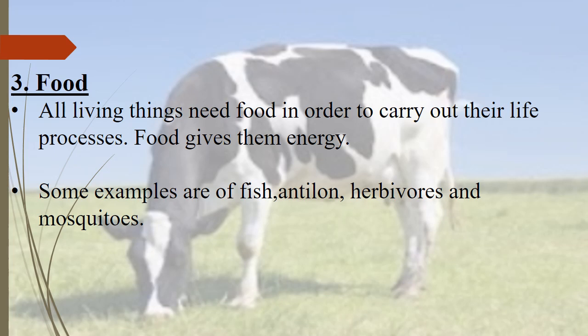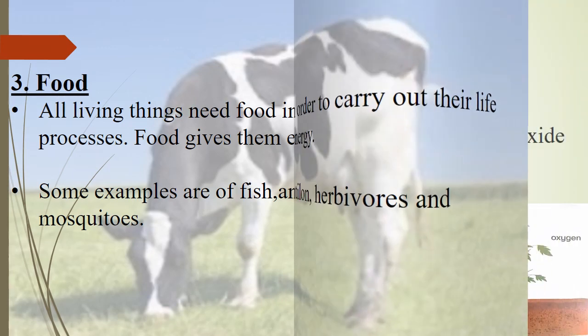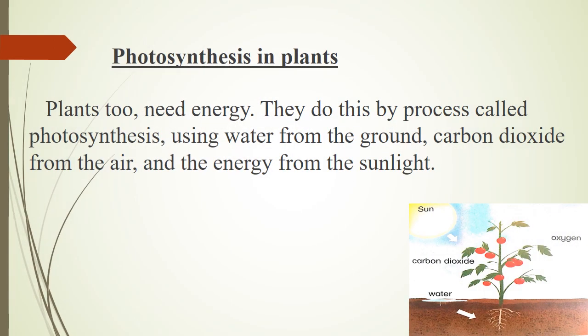Herbivores such as cows, deer, goats, and others chew their food, while a mosquito uses sharp needle-like mouth parts to suck blood from humans and animals. As you know, students, plants are also living things. Plants do need energy. They get it by a process called photosynthesis, using water from the ground, carbon dioxide from the air, and the energy from the sunlight.